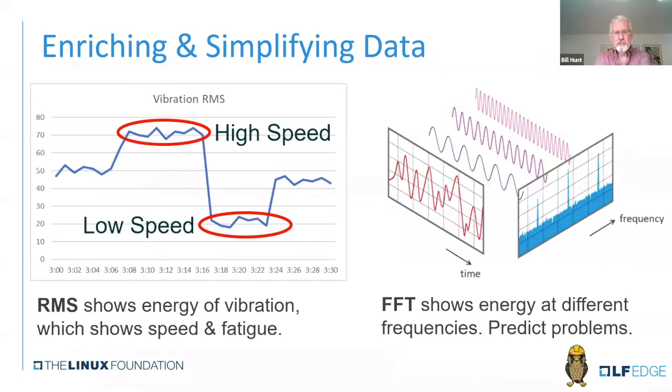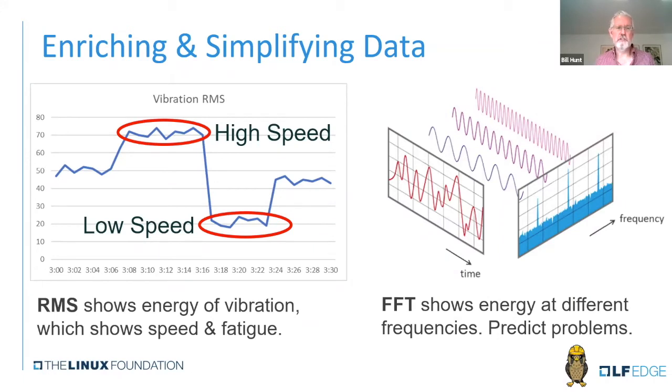So the first thing is that Fledge has some built-in filters, some transform plugins that can make that data more useful, more operational. So the first is on the left. There's a root mean squared, and what it does is it tells you the energy of a wave. So rather than the vibration data on the last slide, you end up with something that looks like this on the left.